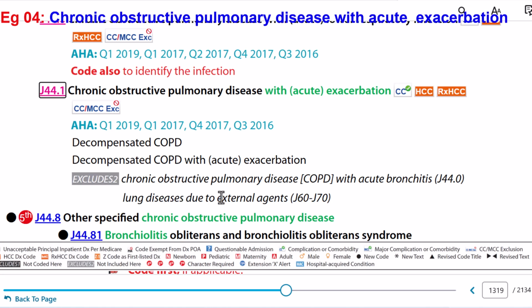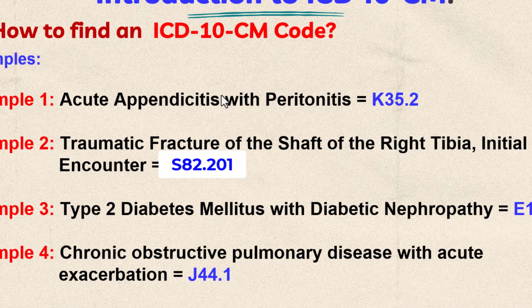Lung disease due to external agents, those are other codes available here. But in this case, the diagnosis correctly says chronic obstructive pulmonary disease with acute exacerbation. So the correct code will be J44.1. So this is the simple introduction of ICD-10-CM coding.